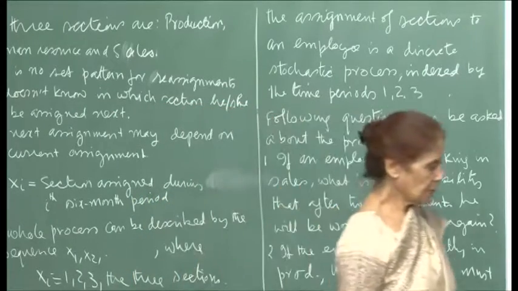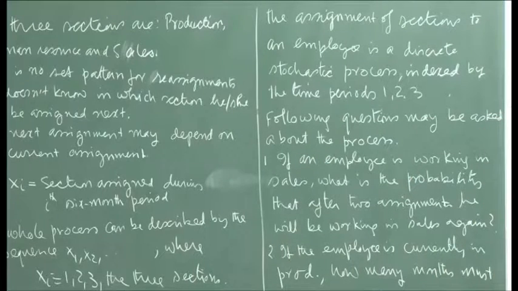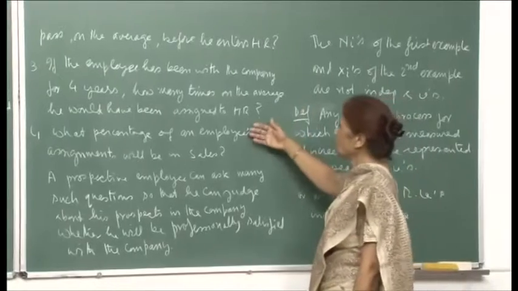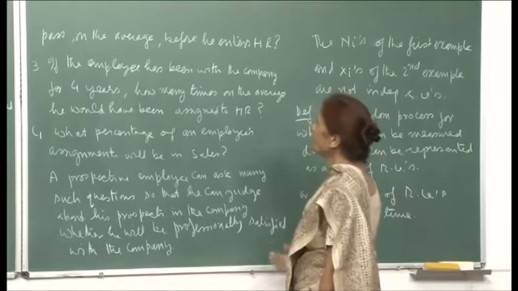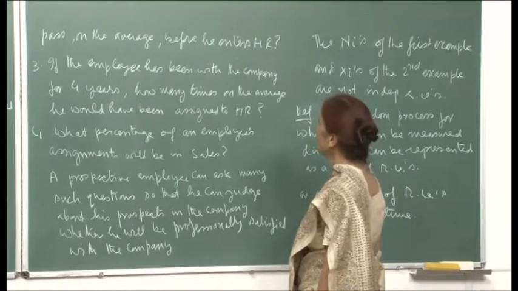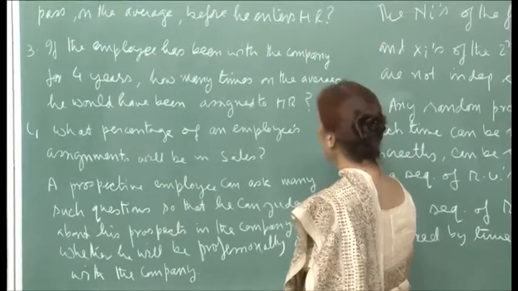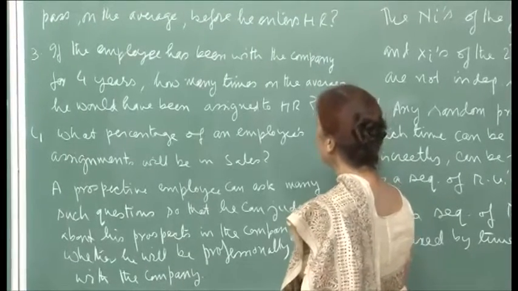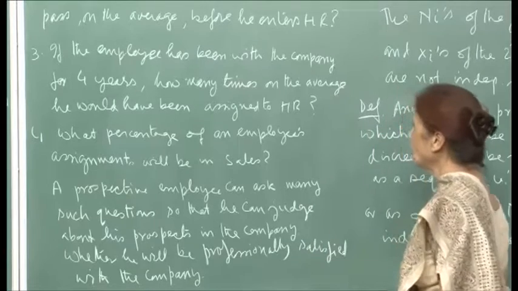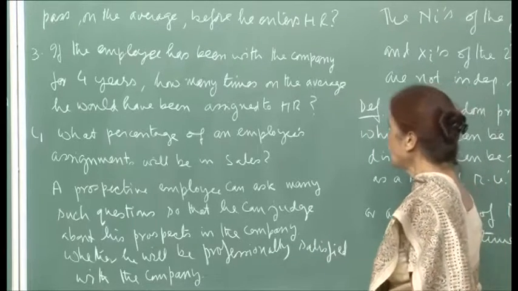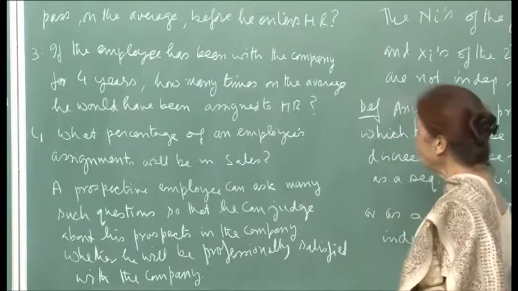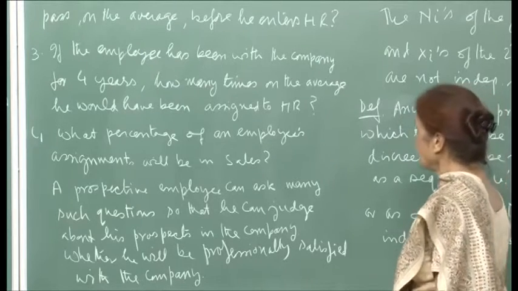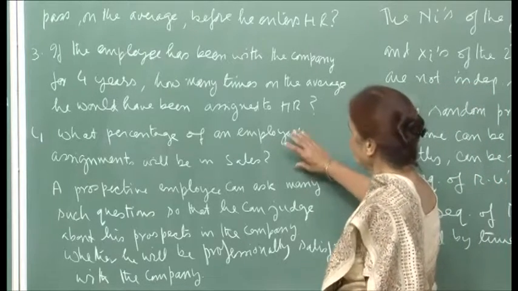So as I said, just as for the first example, I am stating some questions, you can also add some more. And the third one, for example, is if the employee has been with the company for 4 years, how many times on the average he would have been assigned to HR, to human resource. Then what percentage of an employee's assignments will be in sales. So these are the questions and many more.